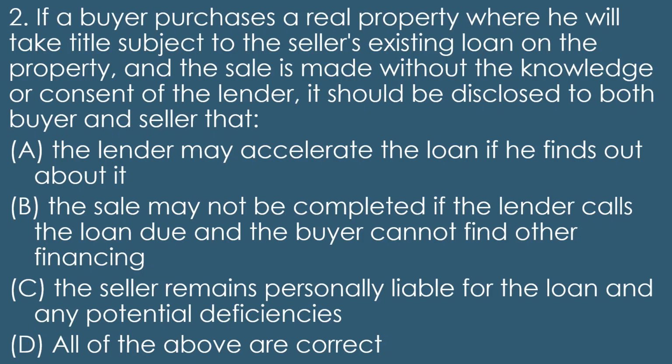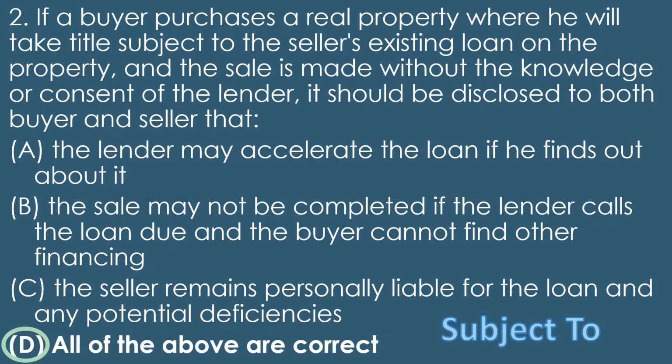And now, what about the seller remaining personally liable for the loan and any potential deficiencies? Yes, because remember, the biggest thing that you need to know about subject to loans is that the seller remains personally liable for the loan and also any potential deficiencies that could happen. For instance, if a default of payment happens, then the seller could remain personally liable for those deficiencies. So these are all correct about subject to loans. So the best answer is all of the above are correct.